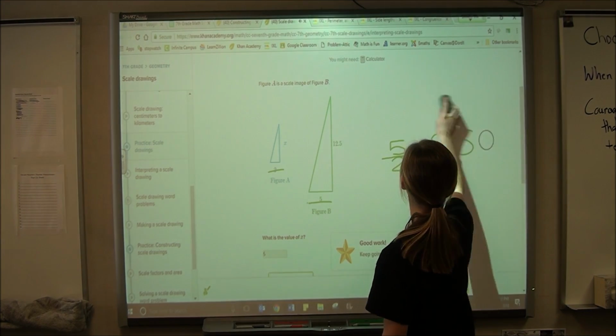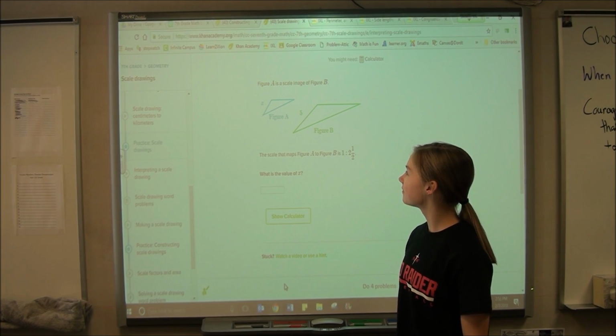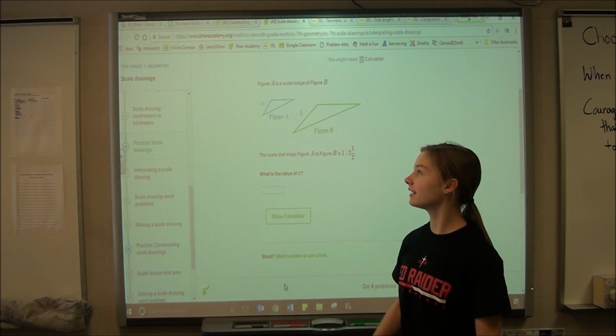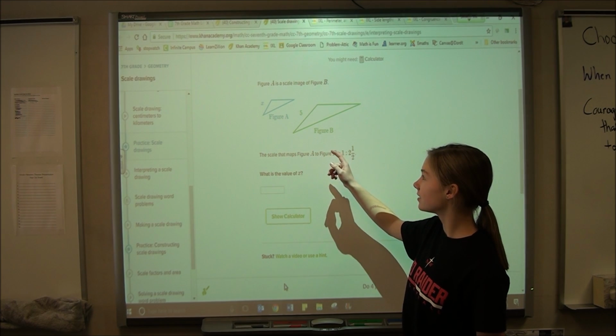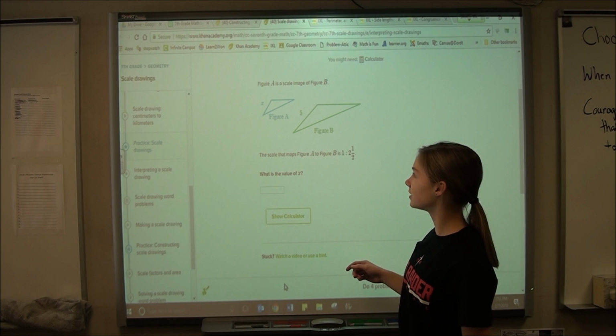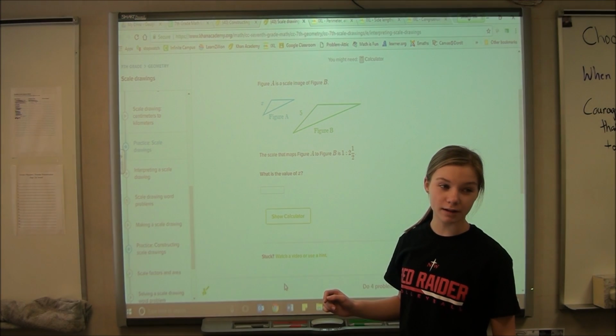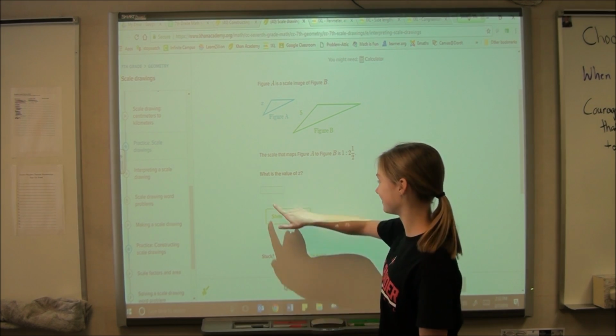Okay. Figure A is a scale image of B. So we know that if figure A is 1 here, then we know that figure B is 2.5. So if we want to find the value of x, we know we have to take 5 divided by 2.5. And that is 2.